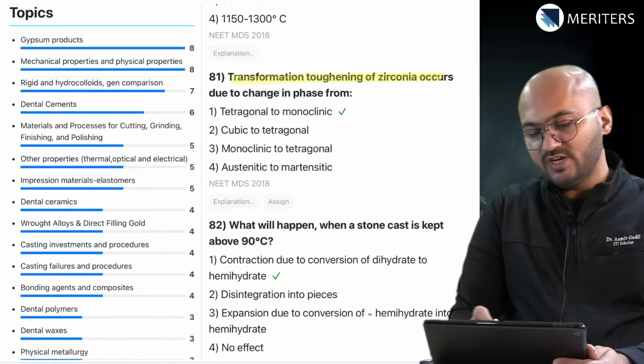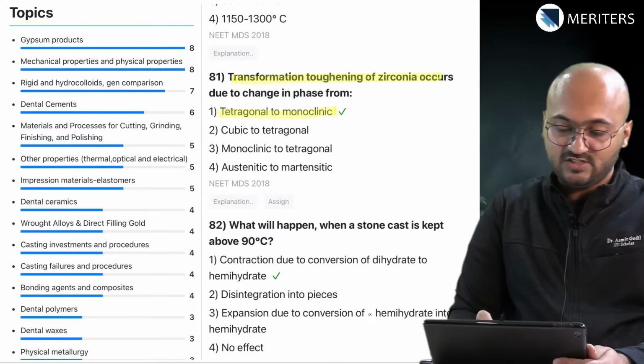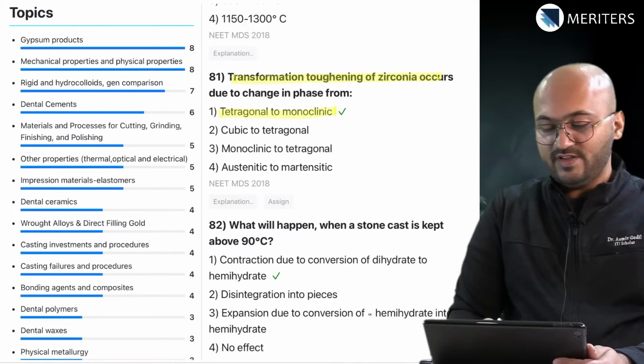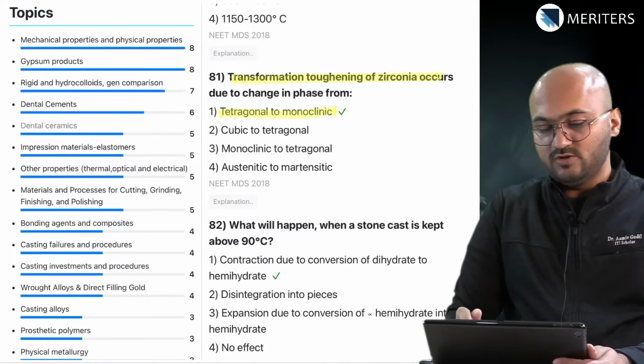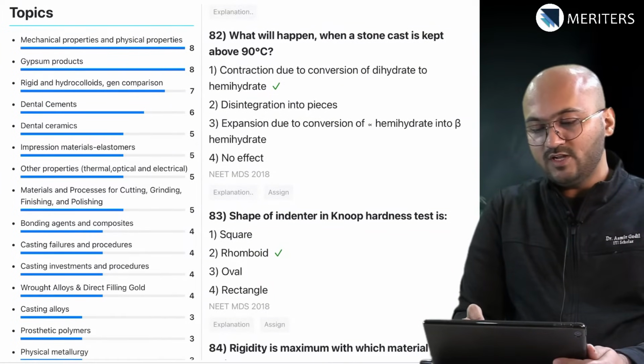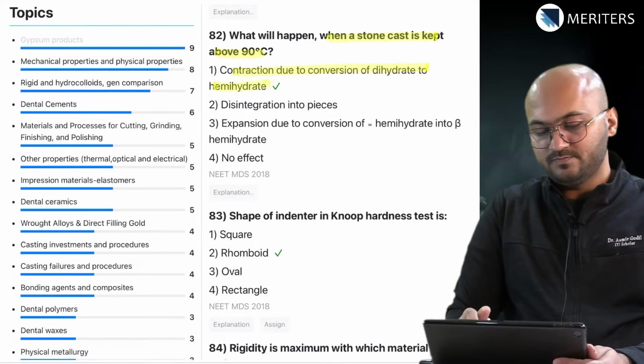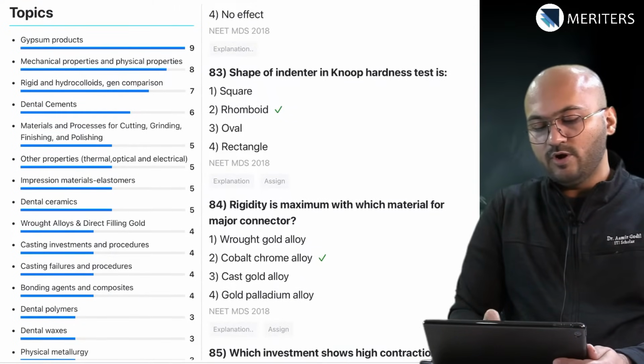Transformation toughening of zirconia occurs due to change in phases from tetragonal to monoclinic. You can expect more questions on zirconia and its phase structures because it's a popular topic in prosto currently. What will happen when a stone cast is kept above 90 degrees? Contraction due to conversion of dihydrate to hemihydrate. Then rhomboid indenter in Knoop hardness test.